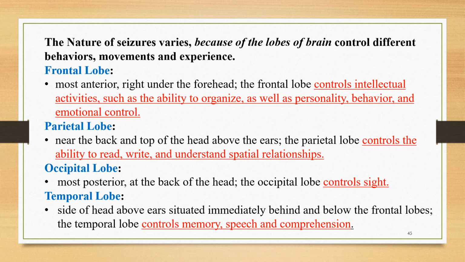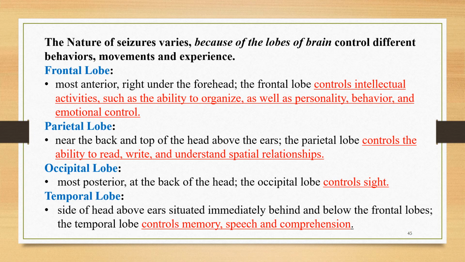The parietal lobe is located near the back and top of the head above the ears, and it controls the ability to read, write, and understand spatial relationships. The occipital lobe is the most posterior lobe at the back of the head. The occipital lobe controls sight.